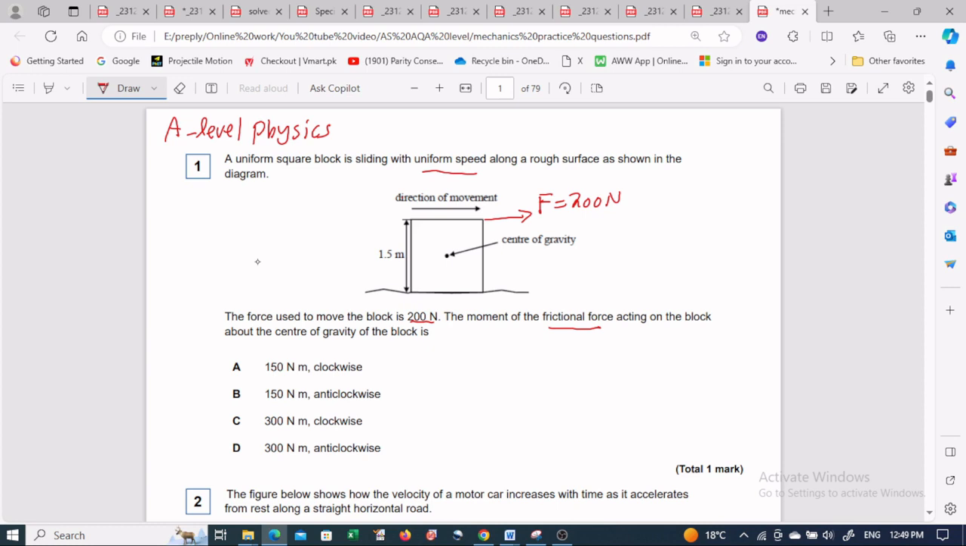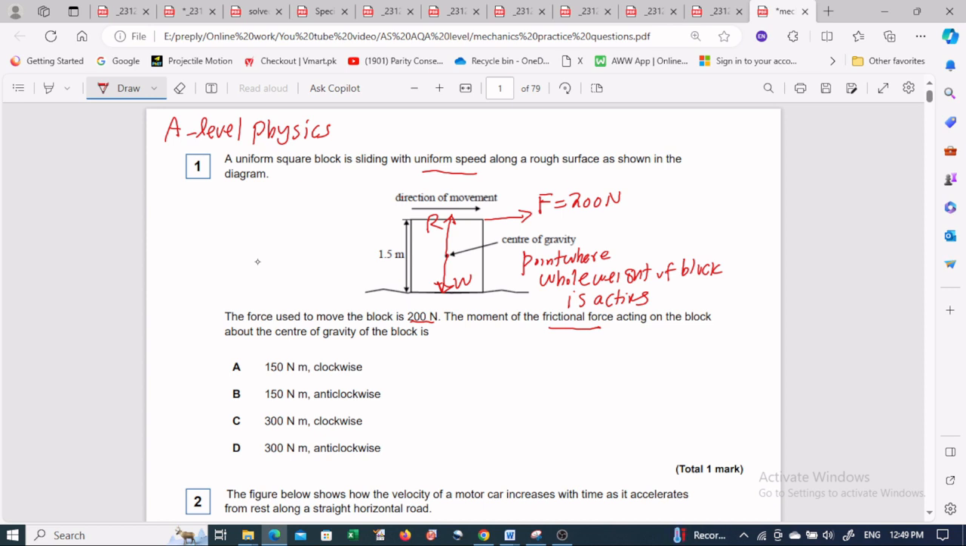Center of gravity is the point where the whole weight of the block acts. Weight of block is acting downward, and the normal reaction is acting upward. Okay, so we have to find the moment or torque, the turning effect of the force.